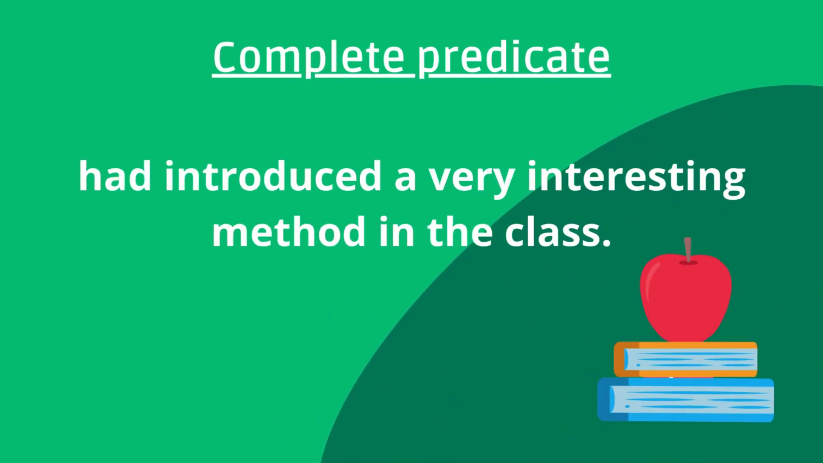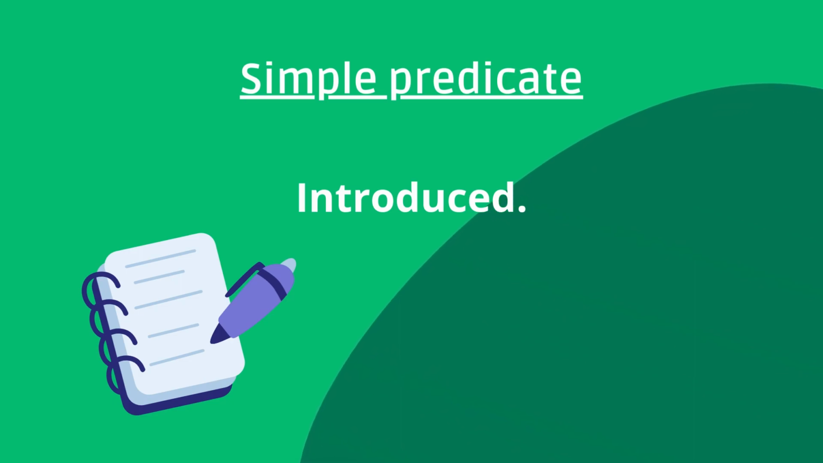Complete predicate: had introduced a very interesting method in the class. In this predicate, we have a verb phrase formed by had and introduced, forming the past perfect tense. And we have another phrase formed by very interesting. And the simple predicate is the verb introduced.